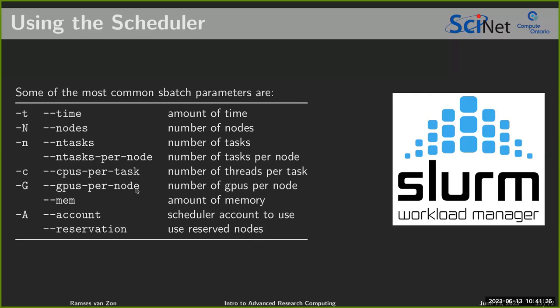GPUs per node, we're not using that. You can ask for memory, which we did. You should ask for memory probably, or you get a very small amount. And you can also put the account and the reservation in your job script as SBATCH parameters. We used environment variables, which is just an easier way to have it work for several job scripts in a row. But when you're doing this in production, you really want the account and the reservation, if there is one, probably in your job script for reference.